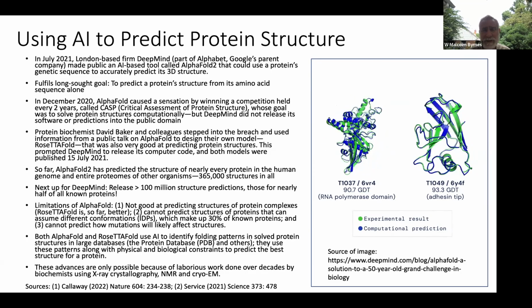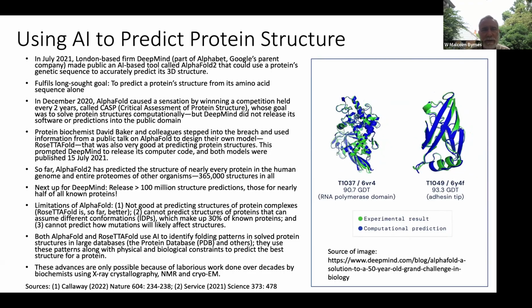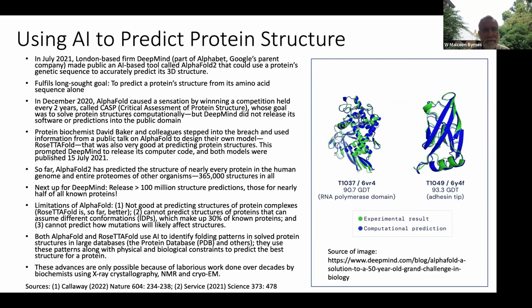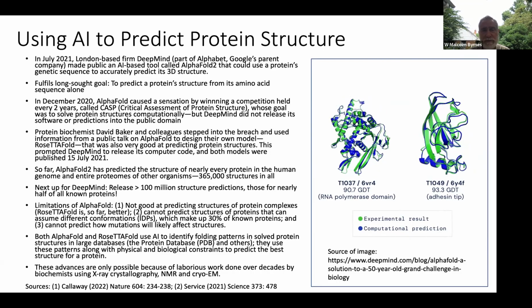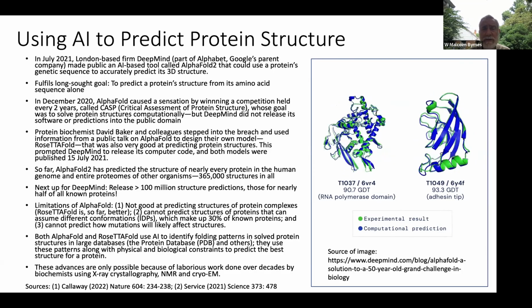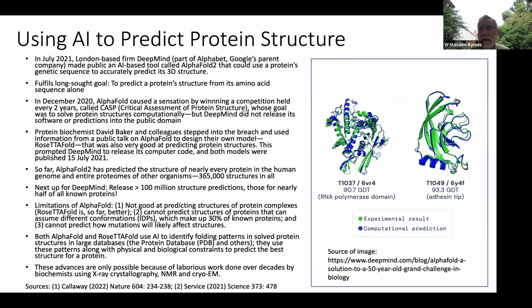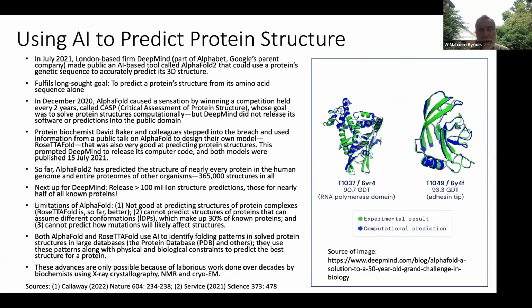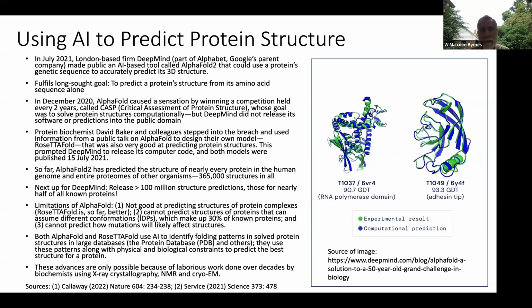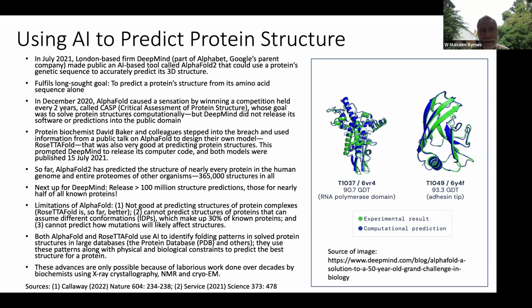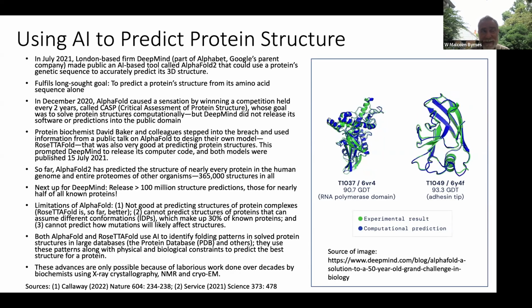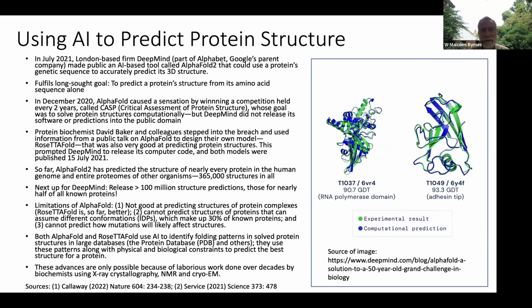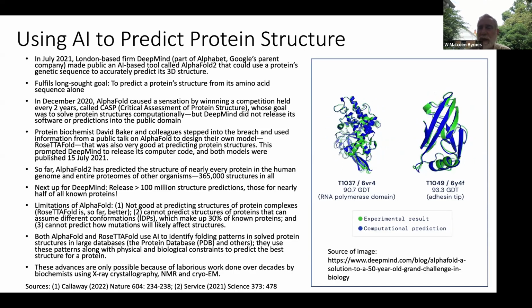So people were quite agitated, right? They wanted to be able to do this too. So what happened was that a protein biochemist by the name of David Baker and colleagues, who I believe are at the University of Washington, stepped into the breach and used information from a public talk on AlphaFold to design their own model, which they called RoseTTAFold, that was also very good at predicting protein structures. This prompted DeepMind to release its computer code, and both models were then published on the 15th of July, 2021.